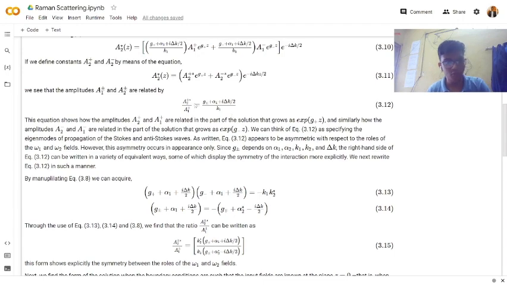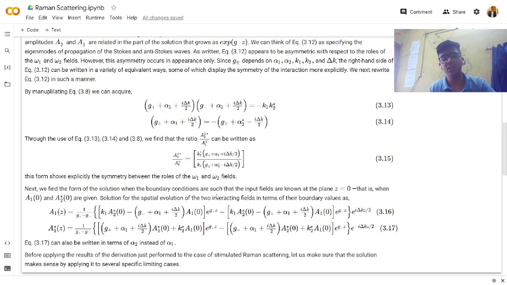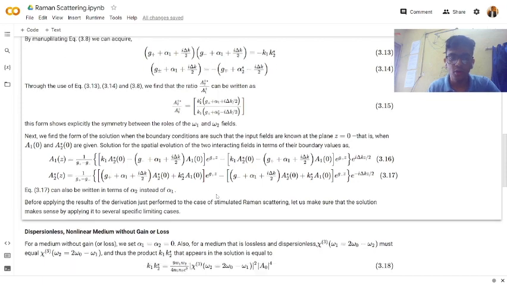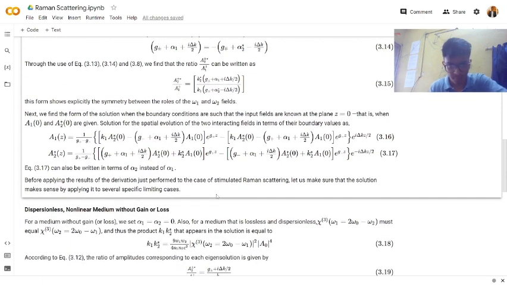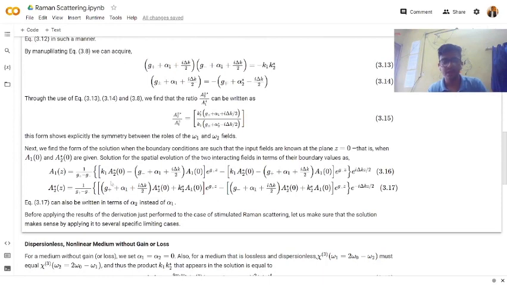This form does not give us any idea or any clue about the symmetry, but rewriting G in some other form helps us. So this is a general case. Now let us apply a boundary condition to get an exact solution. By applying boundary conditions, I mean let us say the input fields are known at the plane z equals 0. So applying these boundary conditions to the above obtained equations, we get this solution.